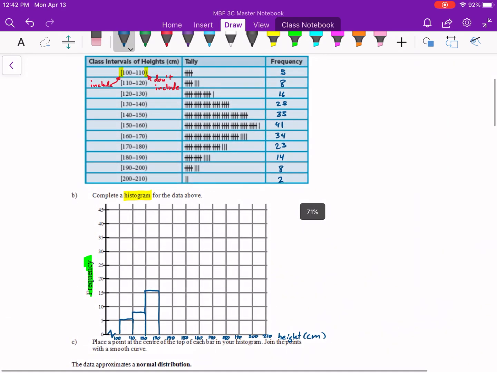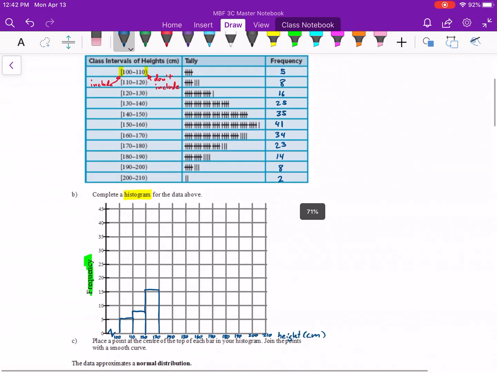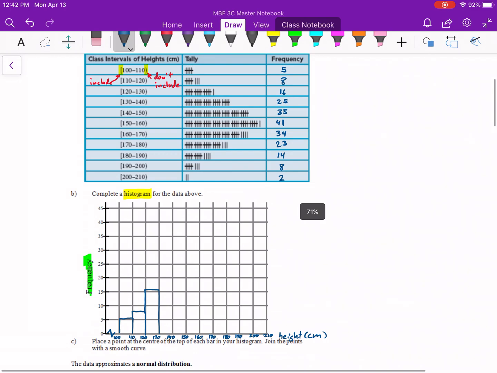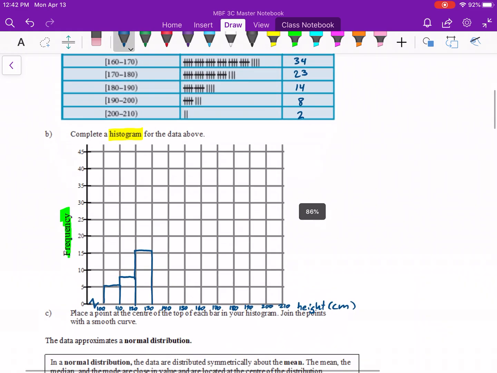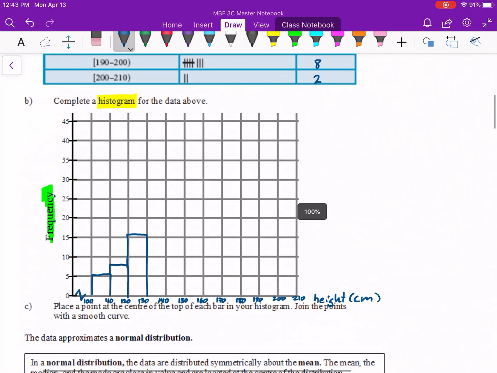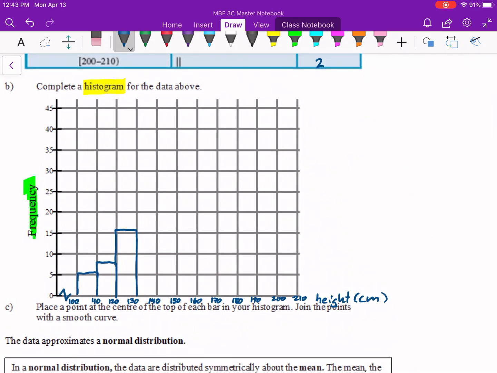And you can see that, again, 100 to 110 matches the first row of the table, 110 on to 120 on the graph matches the second row, and so on. So I can match them up. So the next ones were 25 and 35 and so on. So let me just fill the rest of this in. 25, 35, 41, 34, 23, 14, 8, and 2.